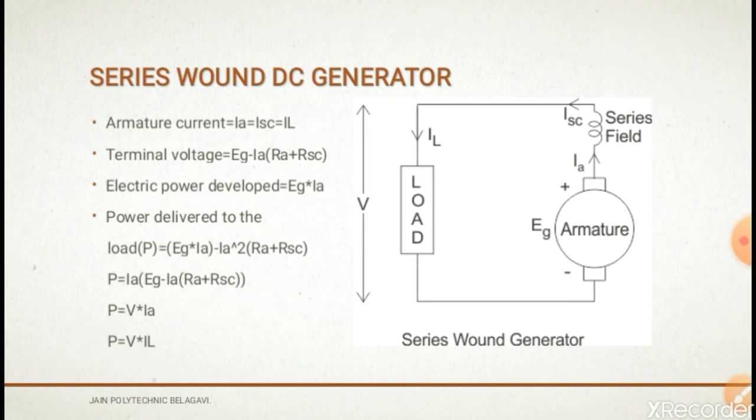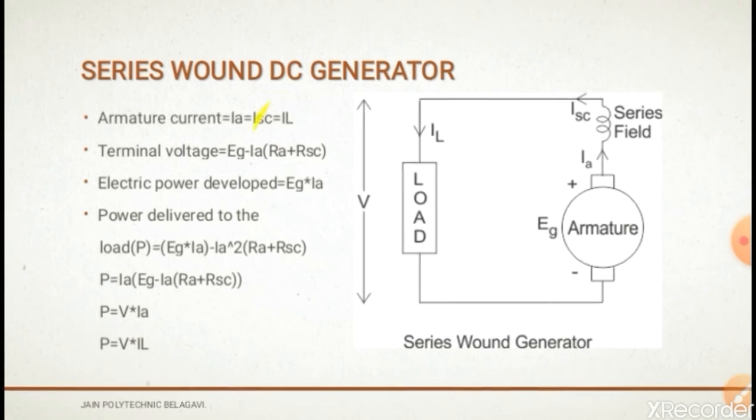So P equal to V into Ia. Here V is the terminal voltage and Ia is the armature current. As we know that the armature current is equal to the load current, the power delivered to the load is given as V into IL. So this is about the series wound DC generator.